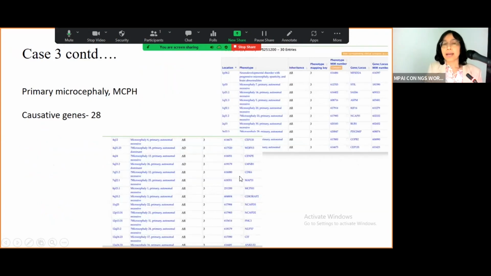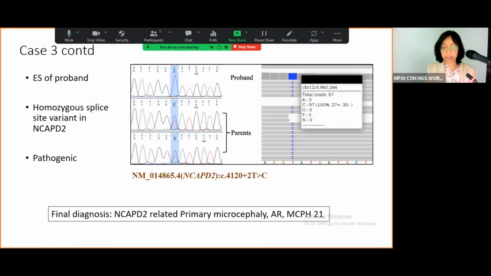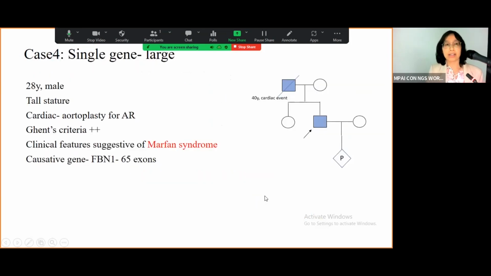However, primary microcephaly is a very heterogeneous condition, and more than 28, in fact now almost 30 genes are known to cause primary microcephaly. Hence, exome sequencing was done, which showed this splice site variant homozygous in the NCAPD2 gene, thereby confirming a diagnosis of type 21 primary microcephaly. This was confirmed by Sanger sequencing in the proband and the parents. So again, we have a clinical diagnosis, but because of genetic heterogeneity, we prefer exome sequencing for molecular diagnosis.